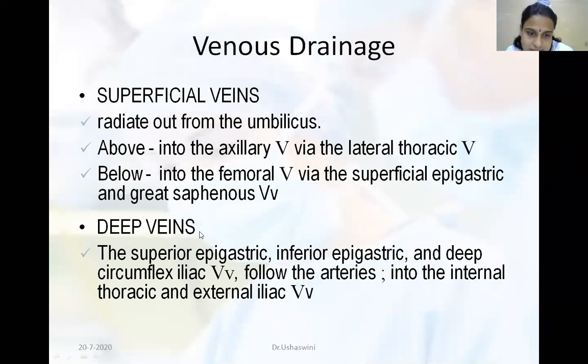The deep venous system is again named after their own arteries: the superior epigastric, the inferior epigastric, and the deep circumflex iliac veins that follow their named arteries. They drain into the internal thoracic and external iliac veins.